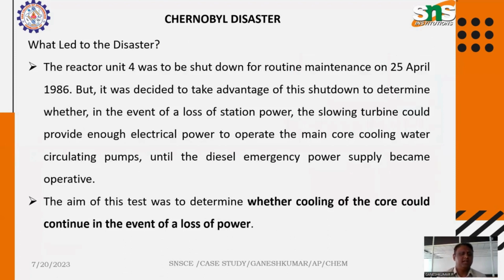Then, how did this incident lead to this disaster? What led to this disaster? Reactor unit number 4 was to be shut down for routine maintenance on 25th April 1986. But it was decided to take advantage of this shutdown to determine whether, in the event of a loss of station power, the slowing turbine would provide enough electrical power to operate the main core cooling water circulating pumps until the diesel emergency power supply became operative. So the aim of the test was to determine whether the cooling of the core would continue in the event of a loss of power.